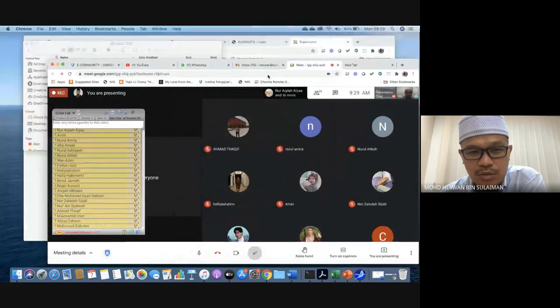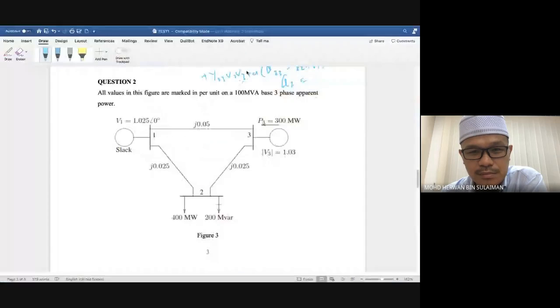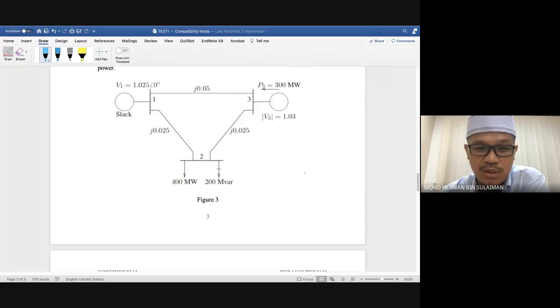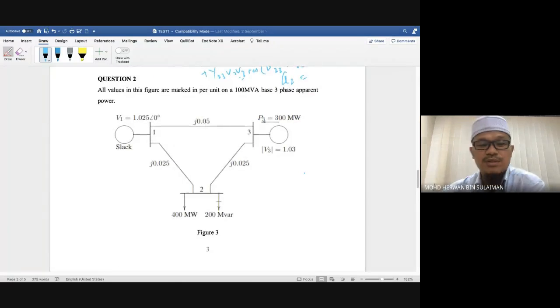So kalau tak ada, kita tengok contoh last question. Saya tak sure, saya tak tengok balik soalan yang keluar. Mungkin sama, mungkin tak sama. Kalau sama, rezeki awak lah. Okay, so this is the 3 bus system.